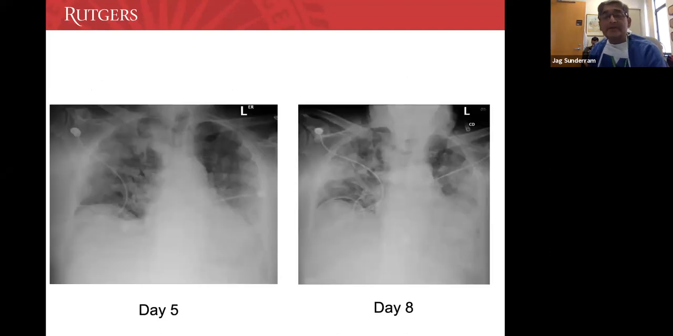Here's an example from day five, where you had those coalescent infiltrates on the medial side, some lateral densities, to much more dense consolidation, bilateral, what looks much more like ARDS by day eight.